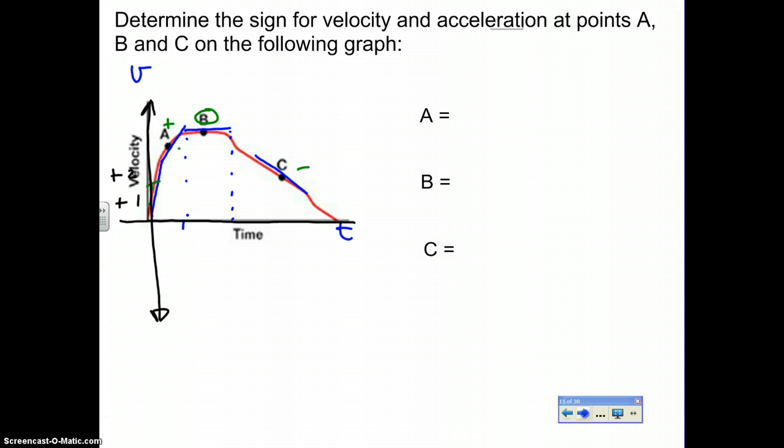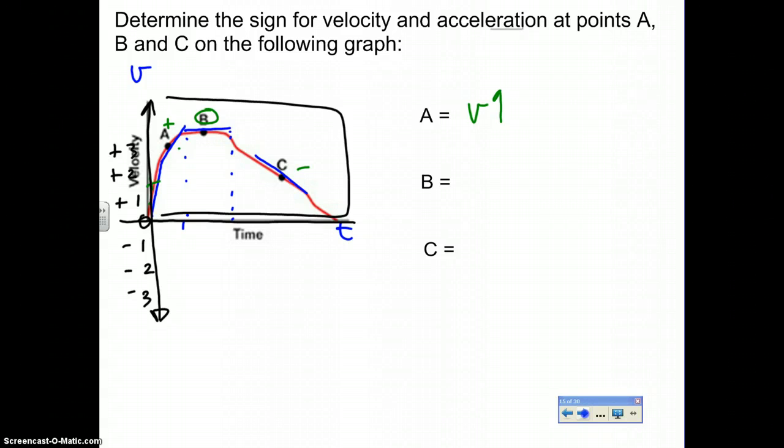Positive 1, positive 2, positive 3, and this is probably 0. These have to be negative. Negative 1, negative 2, negative 3, and so on and so forth. So everything in this first quadrant has to be a positive number, and positive numbers mean moving to the right. So that means we have an increasing velocity at point A, we have a constant velocity at point B, and we have a decreasing velocity at point C.